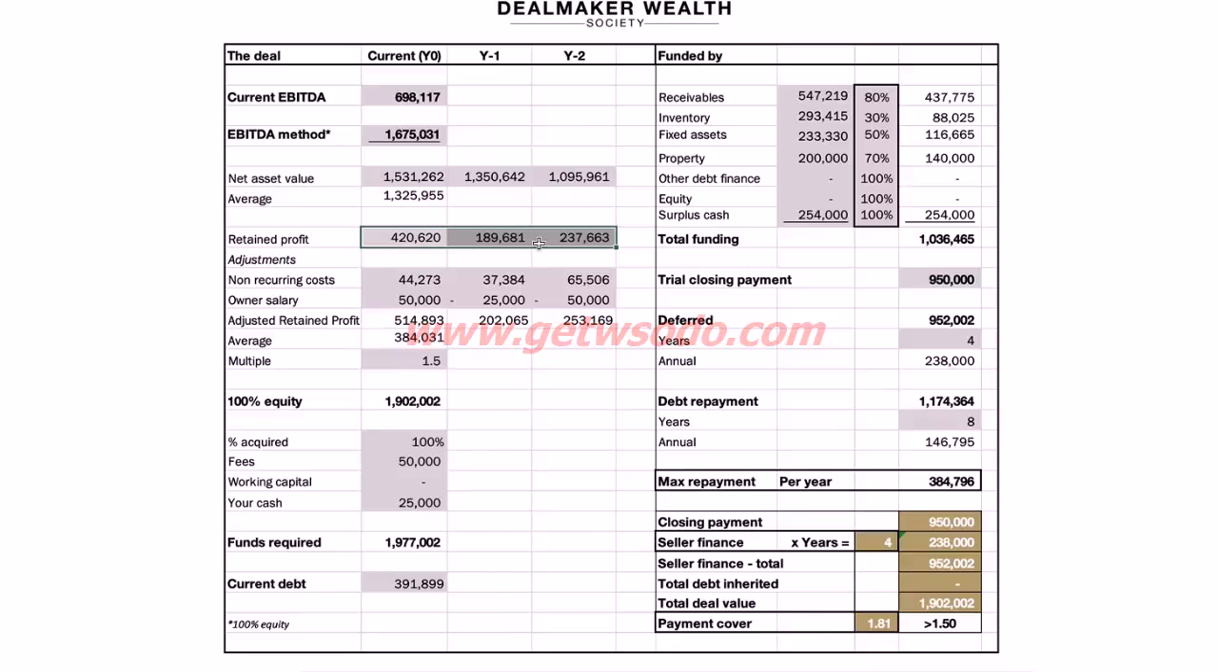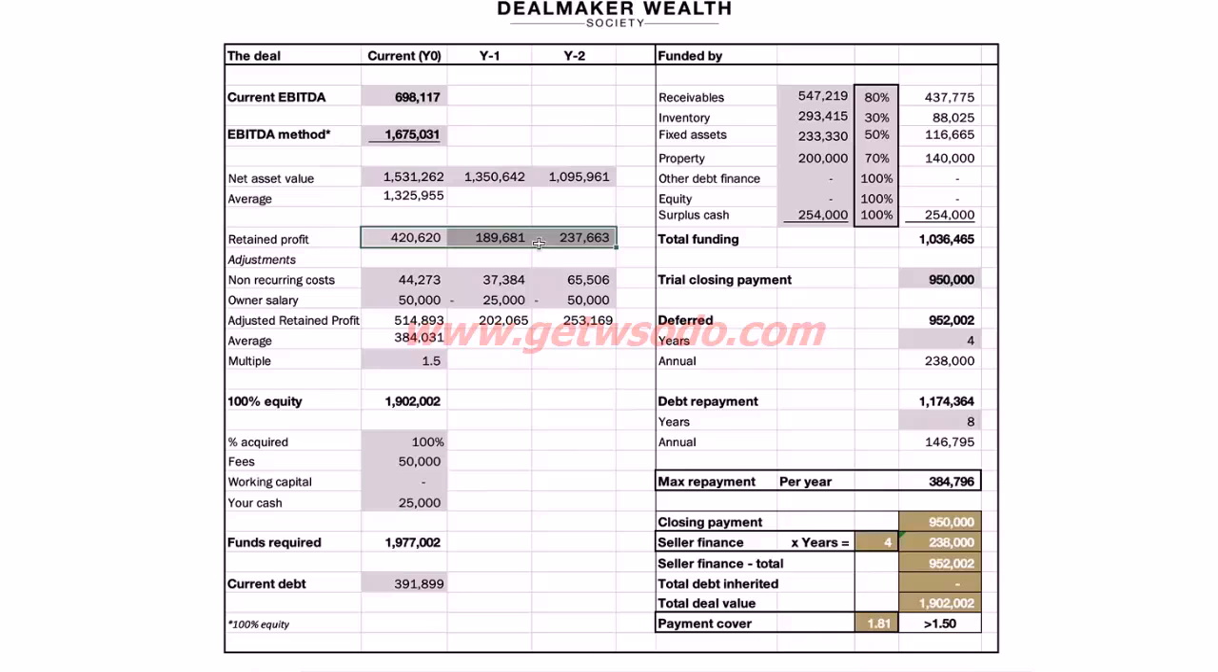adjusted retained profit. So the current year's retained profit is $420,620. Last year, $189,681. You know, last year wasn't a great year. And then 2 years ago, it was just over $237,000. Now we layer those add backs in again.